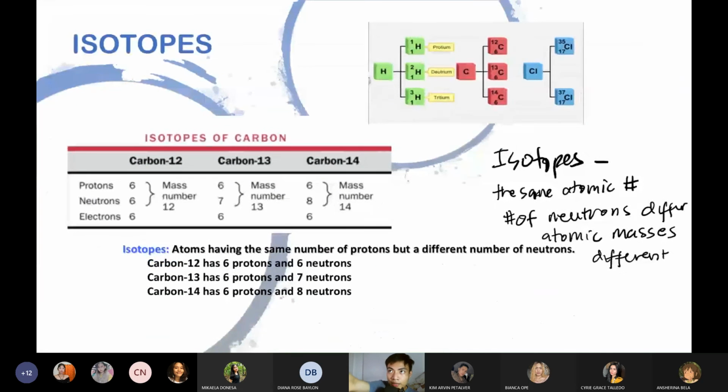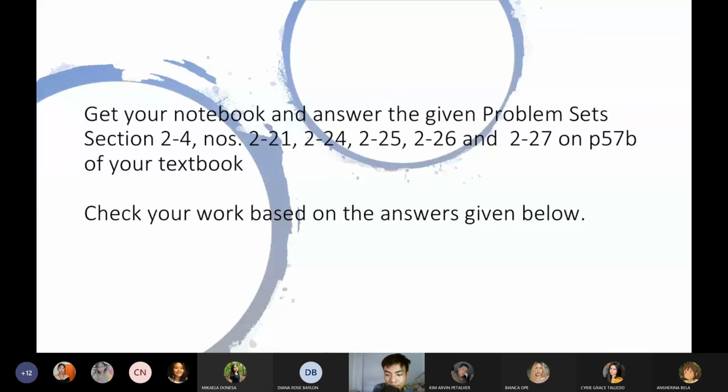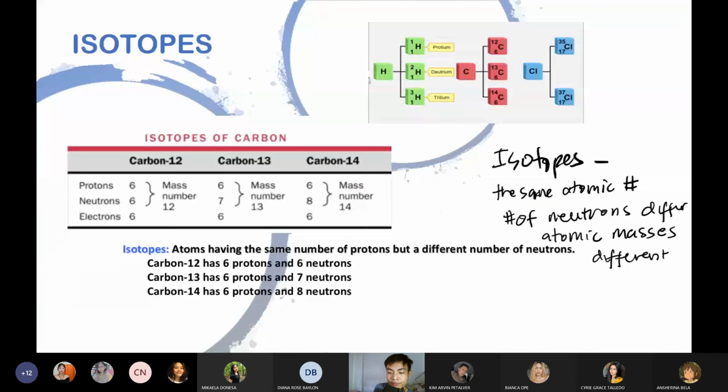So ngayon, hindi ko pa rin nasasagot. Sir, paano nagkaroon ng decimal point itong ating atomic masses sa periodic table? So the answer there is ganito. In order for you to get the average atomic mass, no? Wala yun dito eh. Excuse me. So in order for you to get the average atomic mass of your element, no?